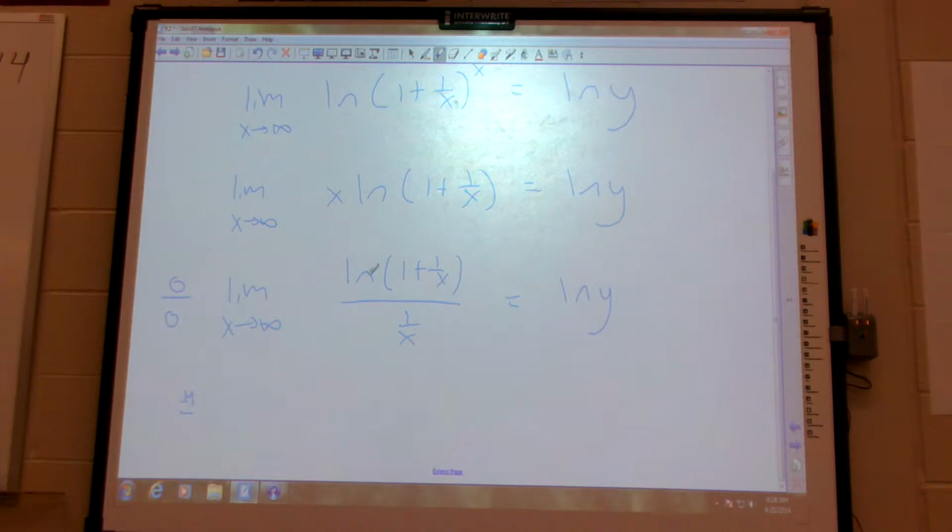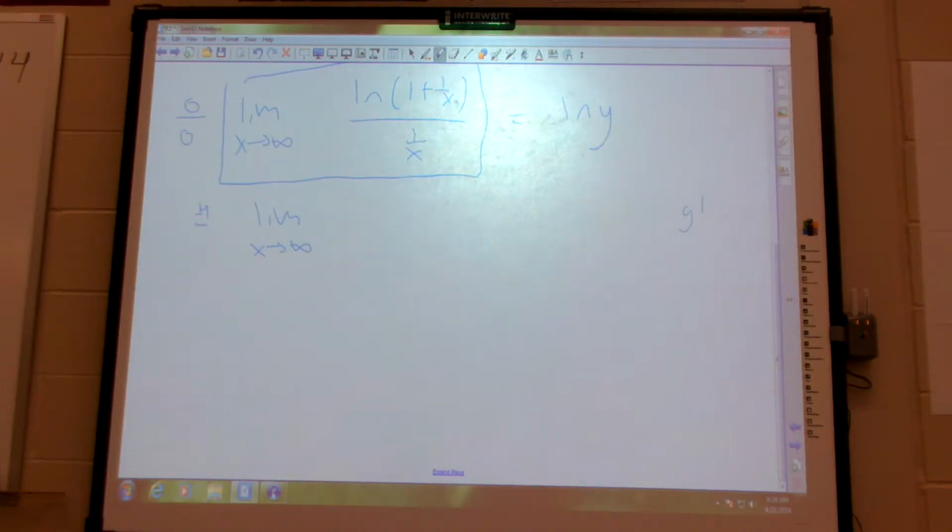But that doesn't need to be fractions. This is the only side that has a limit. That's all I'm trying to solve. There's nothing to solve on the other side; I don't need to find a limit there. So here we go: limit as x goes to infinity. Now, do you remember the shortcut for natural logs? g prime over g.